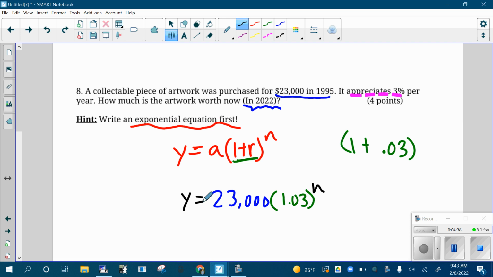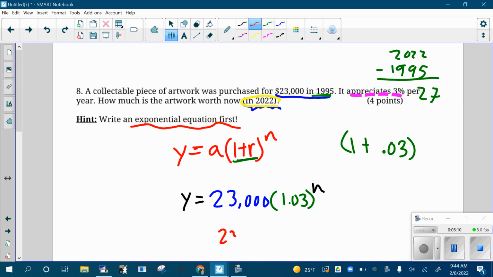Only thing I got to be careful about is when they say, how much is it worth in 2022? I don't plug in 2022 for the number of years. I think about how many years have gone by since I started using this equation. And I started using this equation in 1995, and now it's 2022. So off to the side, or in your calculator, do 2022 minus 1995, and you should get 27. That's how many years have gone by.